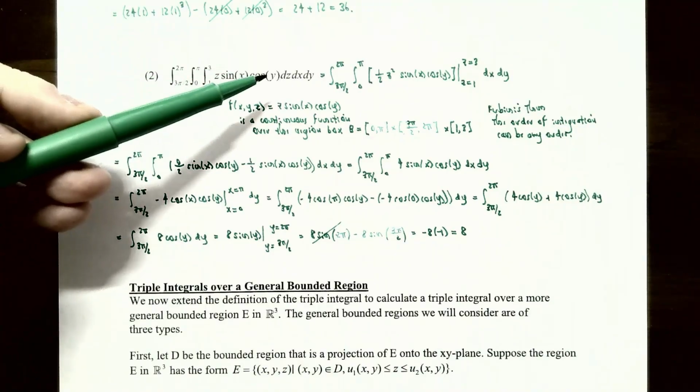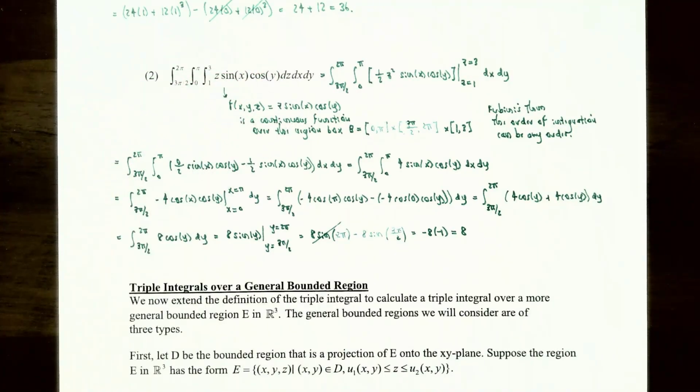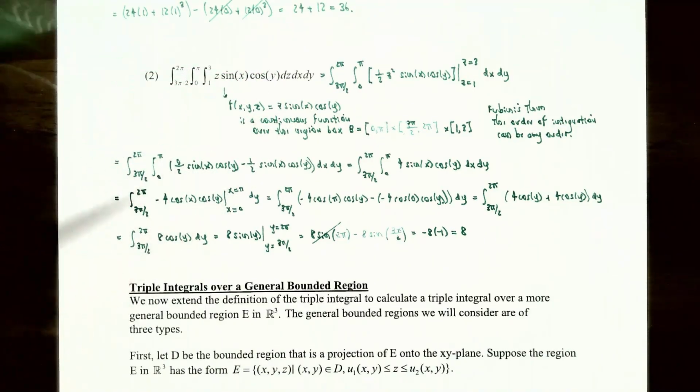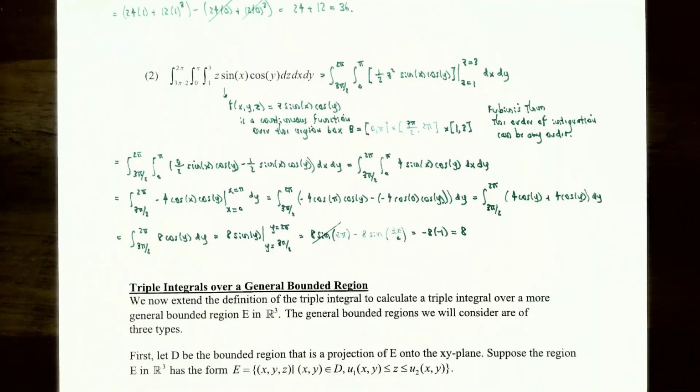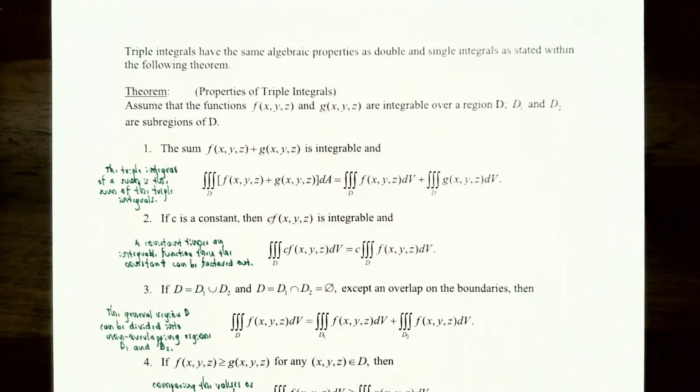We did the integration with respect to z, then x, then y. If you integrate with respect to x, then y, then z, you also will still get 8. And you also will have the same value for any order of integration. So let's finish up this video by talking about some triple integral properties.